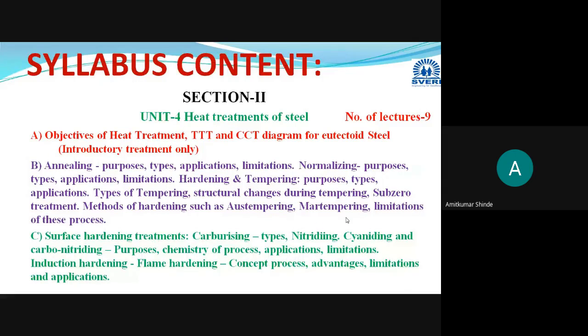Now, this chapter will be divided into three different categories, in short. In the first part, we are going to deal with the meaning of heat treatment, the objectives of heat treatment, then the general steps you have to follow while performing the heat treatment. Those steps we are going to learn in the first part. Then TTT and CCT diagrams, that is, the time temperature transformation diagram and the continuous cooling transformation diagram, for only eutectoid steels.